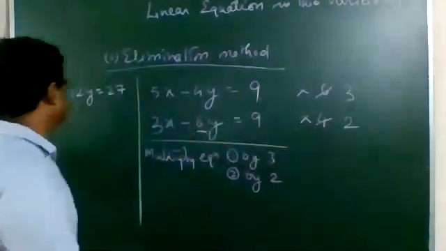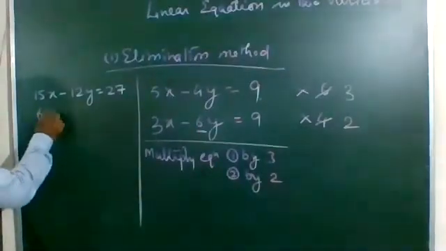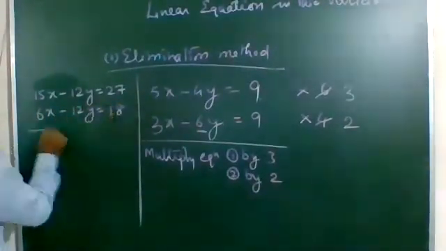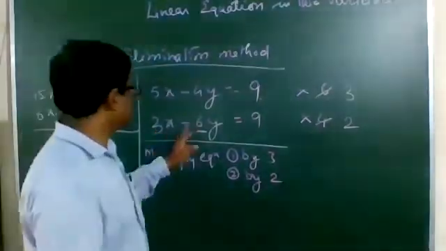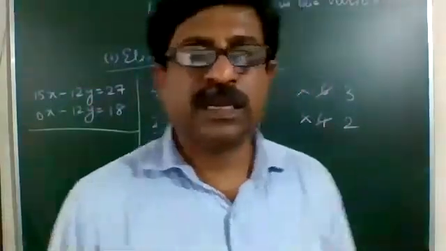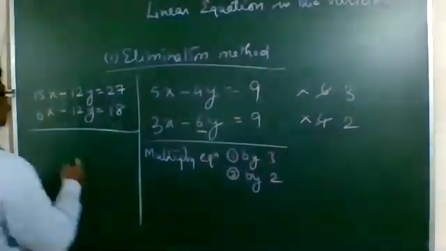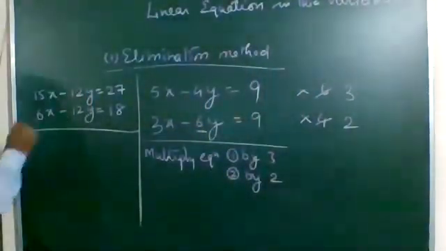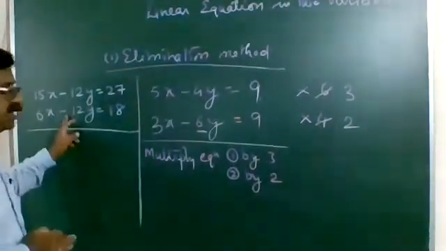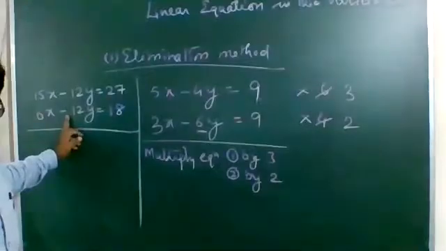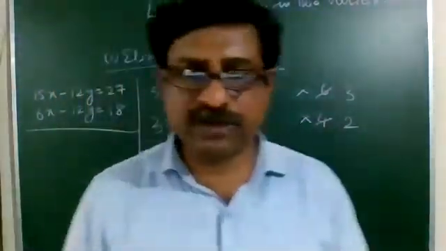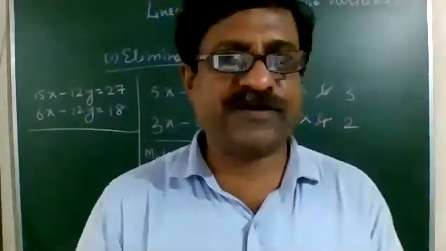Same way, when you multiply with 2, you are going to get 6x minus 12y equal to 18. 2 3s are 6, 2 6s are 12, and 2 9s are 18. Now we have to change the sign of each of the values, because the coefficients which you have made the same, 12 and 12, are having the same sign.